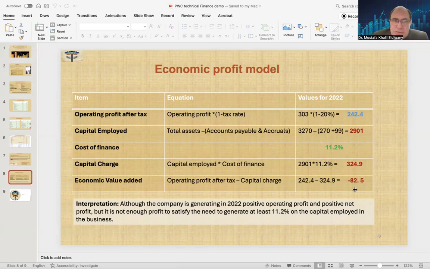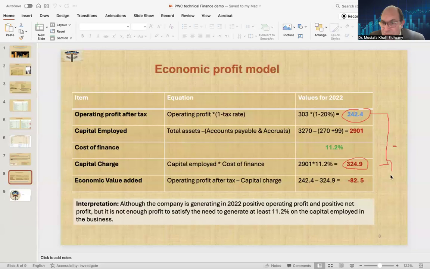Then the last thing to do is you take your NOPAT, your net operating profit after tax, and you deduct the capital charge from it. The capital charge is the minimum amount of return that you have to achieve for the financiers, the debt and the equity holders together, not only the debt holders, not only the people who are lending you, but also the average required rate of return that the shareholders want on their money. The result will be something called the economic profit or the economic value added, the EVA.